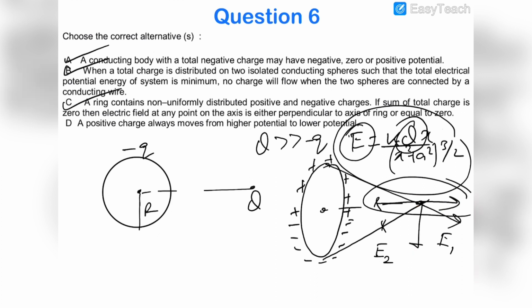And D option says that a positive charge always moves from higher potential to lower potential. It is wrong because if we have projected any positive charge from lower to higher potential, then it can move from lower to higher potential. So D is also wrong. So the correct answers are A, B and C. Now we move on the next question.